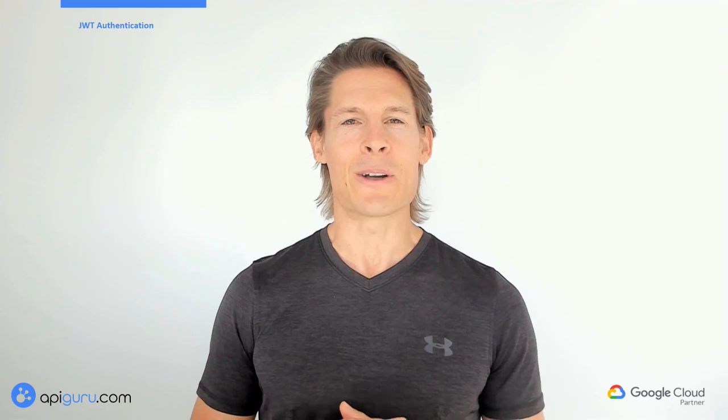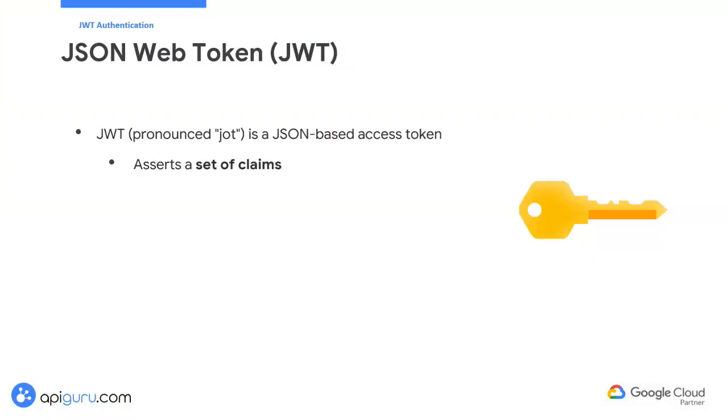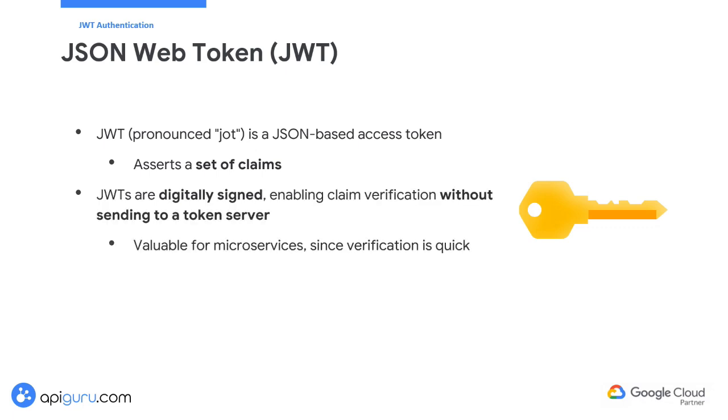Today we will explore JWT-based authentication with Apigee. Let's get started. A JSON Web Token or JWT is a JSON-based access token. The JWT is used to assert claims that the recipient can trust. JWTs are digitally signed. This means that the JWT creator uses encryption to create a signature.